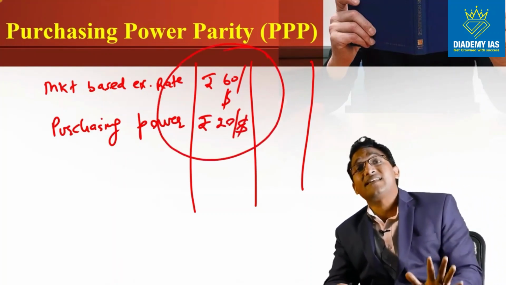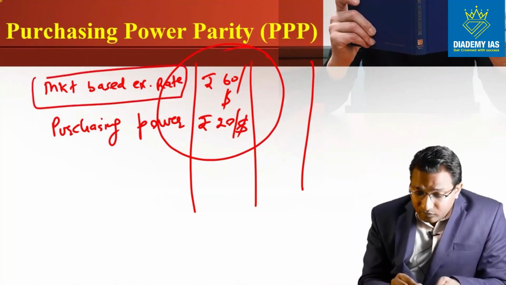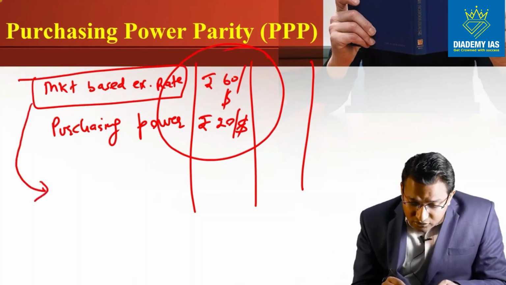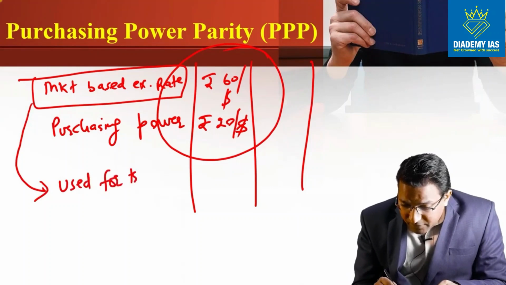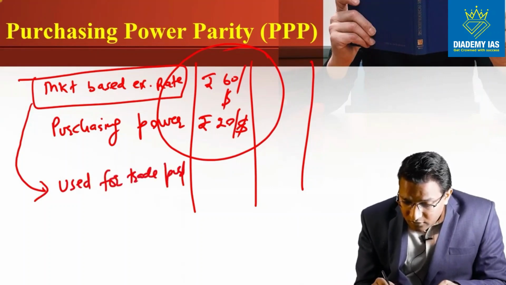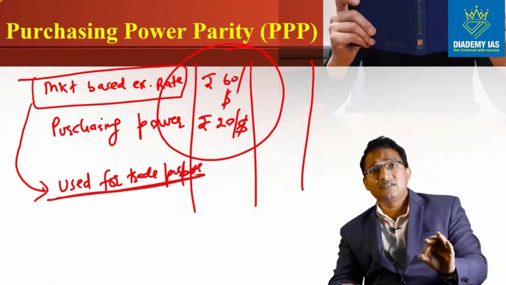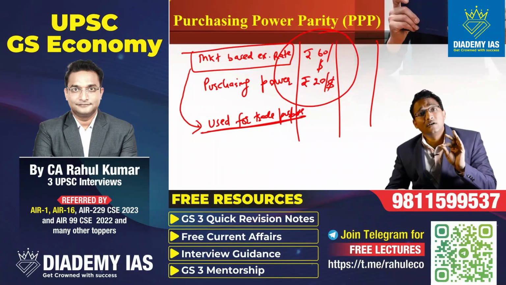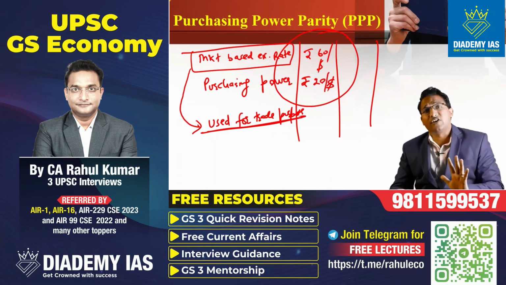And why does this divergence happen? This divergence happens first because this market-based exchange rate is actually used for trade purposes, the import and export. This is more used for the export and import purpose rather than being used for the calculation of the level of development of a country.